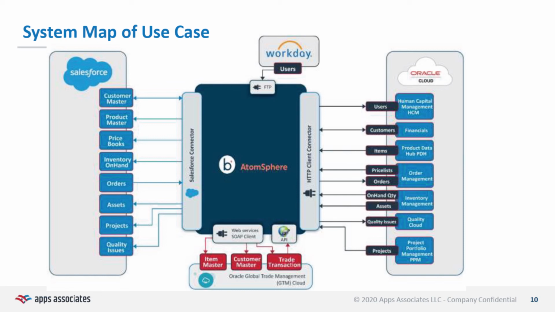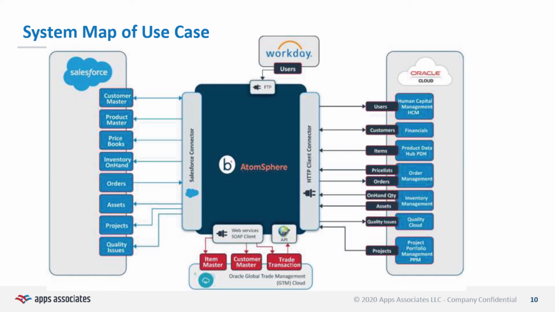To the left, we have Salesforce and its different application objects integrated with Boomi using the built-in Boomi Salesforce connector. On the bottom is Oracle GTM connected to Boomi using the web services SOAP client, and for the outbound integrations, we used API management. Towards the right, we can see how the different modules of Oracle Cloud are integrated with Boomi using the single HTTP client connector, which I just covered.